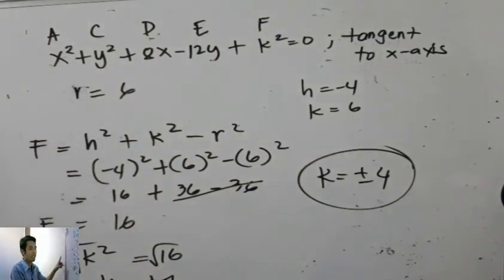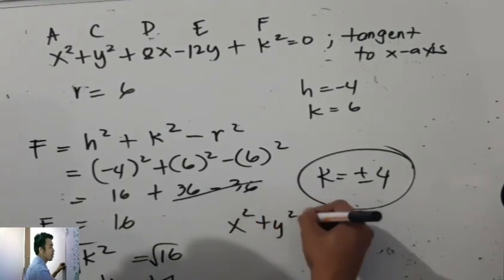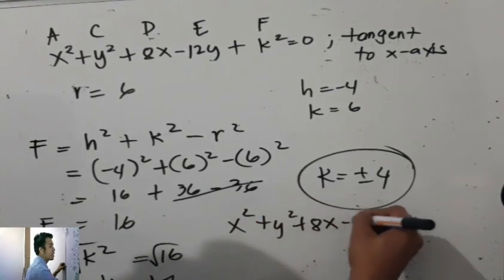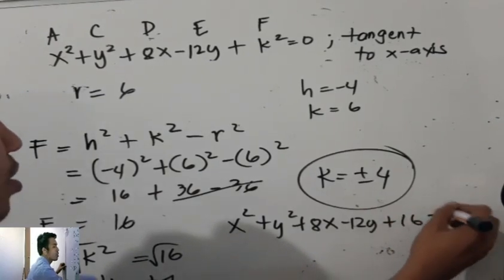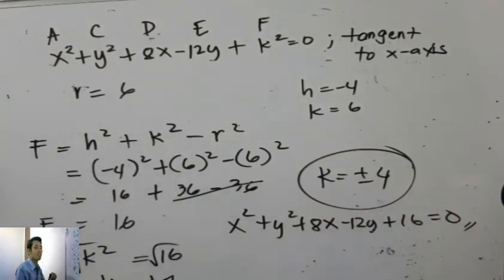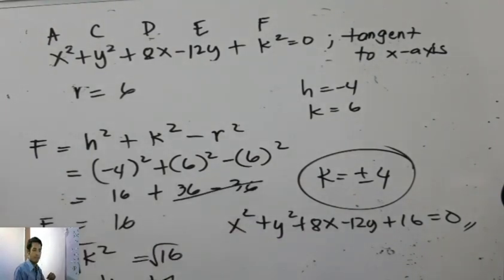So to complete that, we have now x squared plus y squared plus 8x minus 12y plus 16 is equal to 0. So this is now the general equation of the circle.